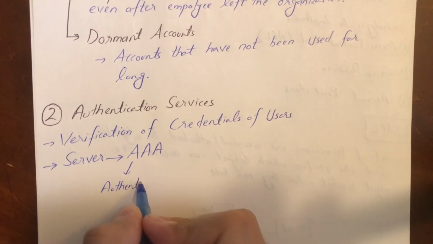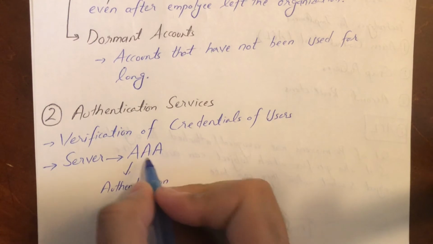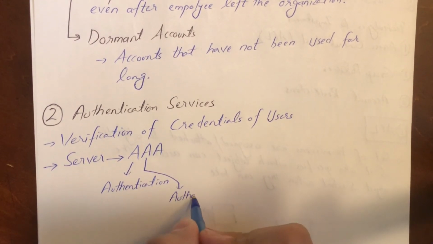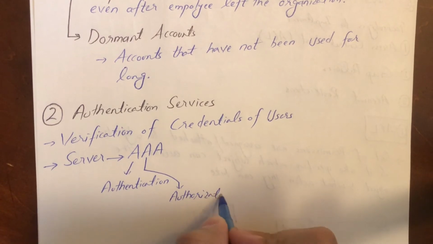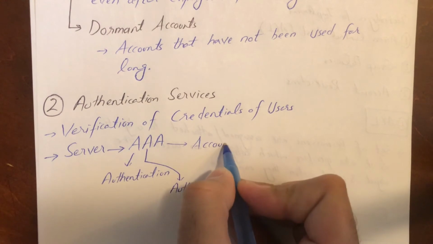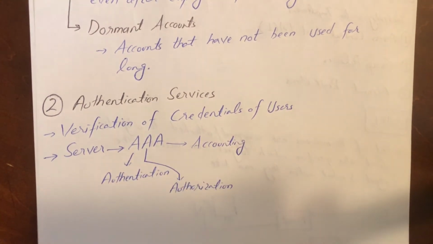We can use any kind of authentication factor to perform authentication. Second A is for authorization, that controls access, like how much you can access. Third A is for accounting. After giving you access, the system starts maintaining a log.